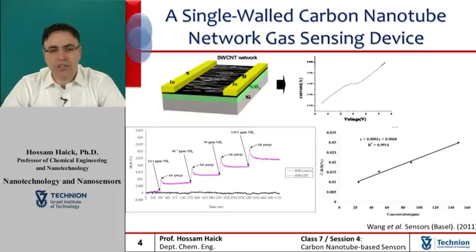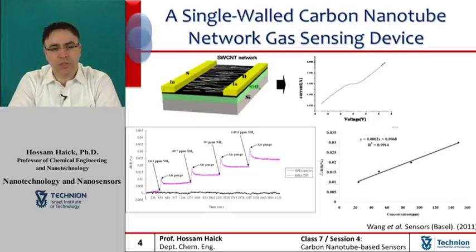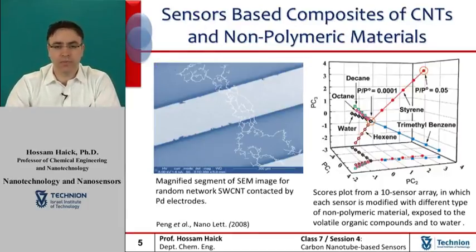Actually, in this case, nitrogen dioxide and ammonia vapors are tested at ppm levels at room temperature with a self-made gas sensing device. This exposure process shows responses to concentrations as low as 10 ppm for nitrogen dioxide and 24 ppm for ammonia.